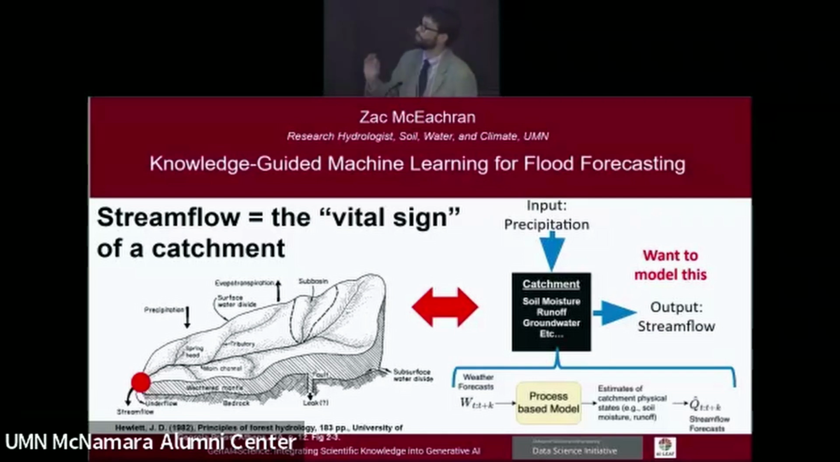Now, as a catchment modeler, you maybe do something like there on the right, where you say, well, there is something with soil moisture, runoff, groundwater, et cetera. I have my inputs, precipitation, and I want to try to forecast my stream flow outputs. I develop my process-based model. I use my weather forecasts. I first estimate those catchment physical states based on the physical laws, and then I develop my stream flow forecast.